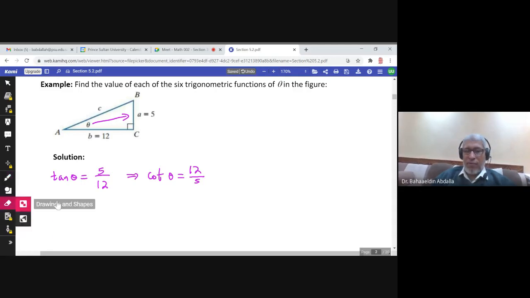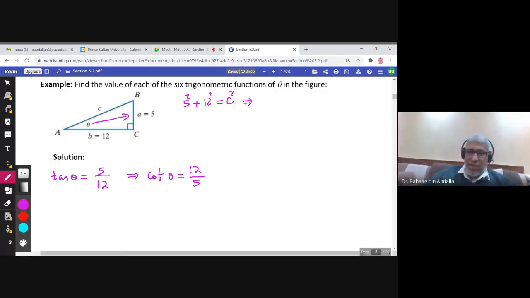Now to find sine and cosine, I need to find the hypotenuse, which is C. So how can I find C? I use the Pythagorean theorem. We know that A square plus B square equals C square, with 5 square plus 12 square. So from here, you can use the calculator and find C square. It would be 169.